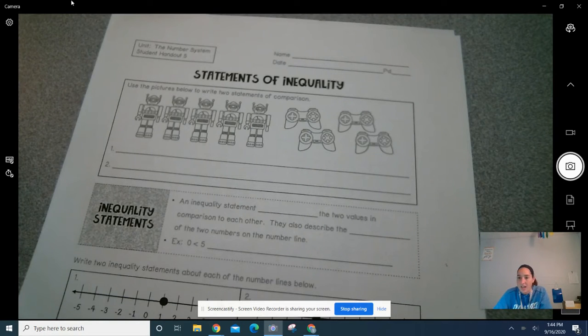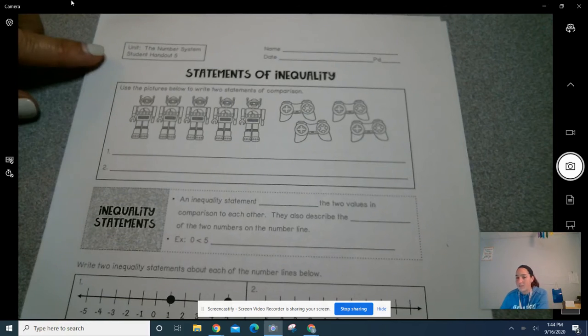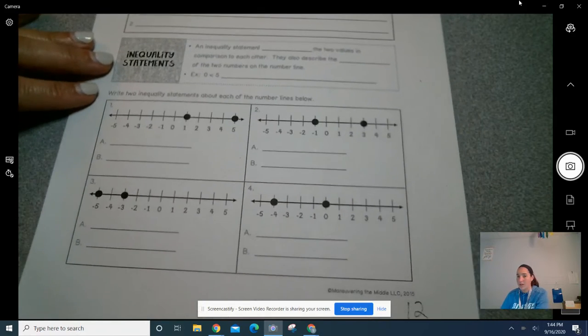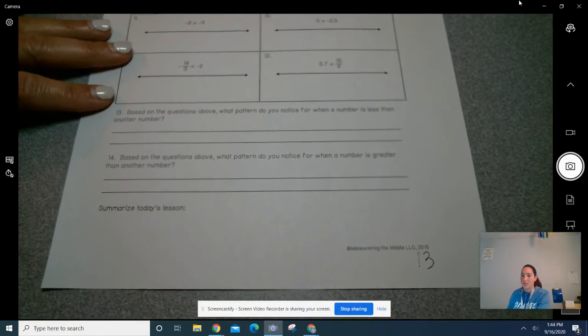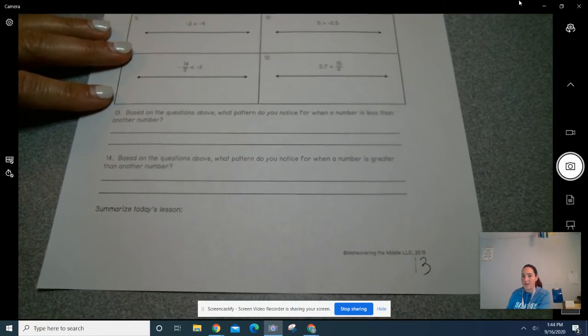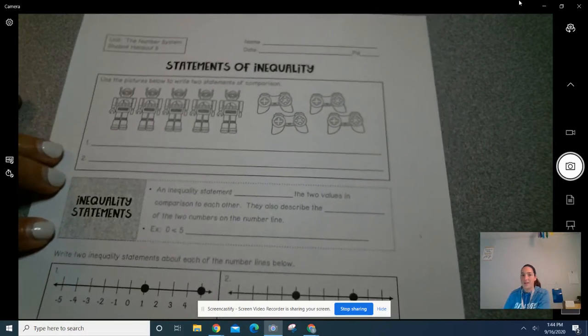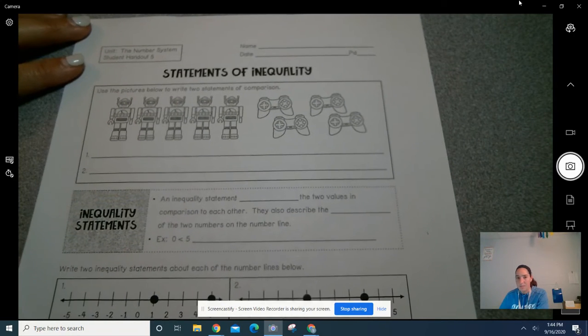What you're going to need to have with you is the paper from your notes called Statements of Inequality. It has student handout number 5 at the top. It is number 12. And then I am also going to do number 13 today. Okay? So you need page 12 and 13 for the lesson today. We're going to talk about inequalities, and I think this might be a review for you. So just hang out with me, and maybe this will be a pretty short video.